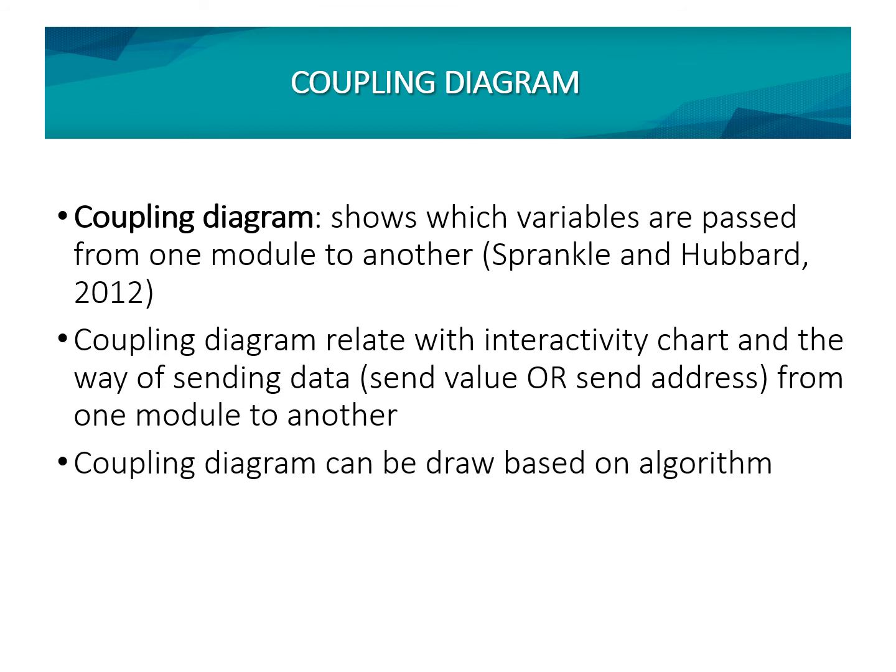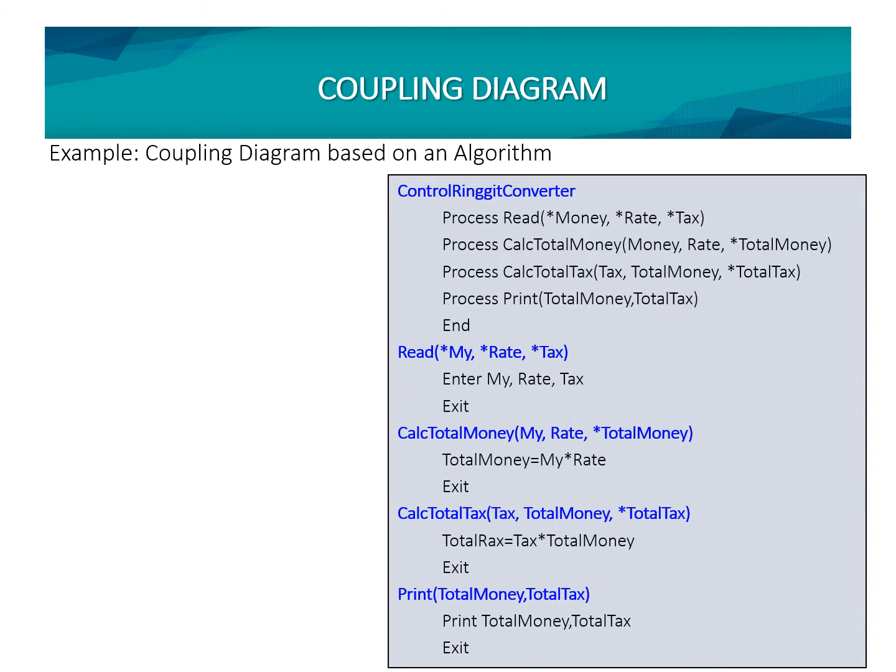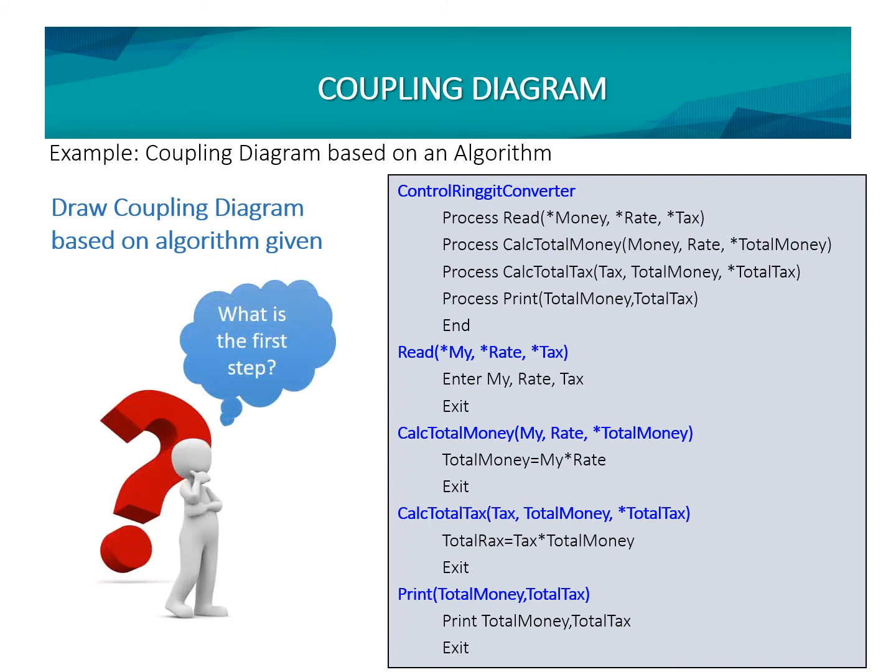And a coupling diagram can be drawn based on the algorithm. So we try to look at this example of a coupling diagram based on an algorithm. So we have an algorithm. Let's try to draw a coupling diagram based on the algorithm. And what are the first steps?